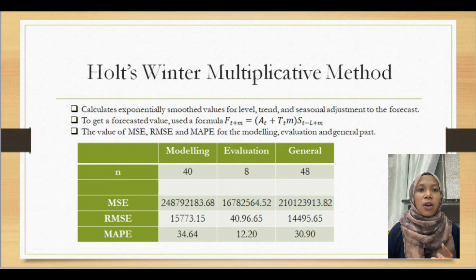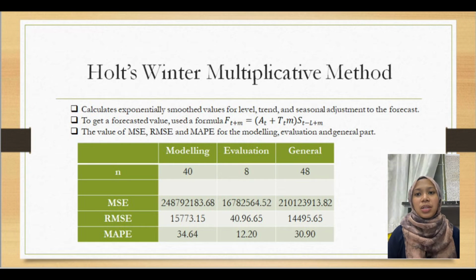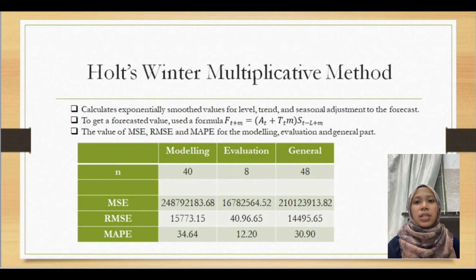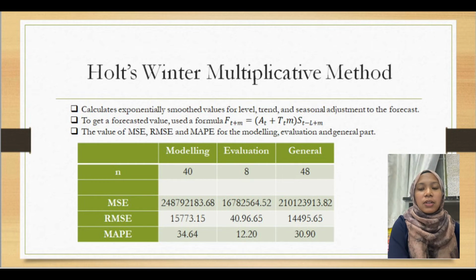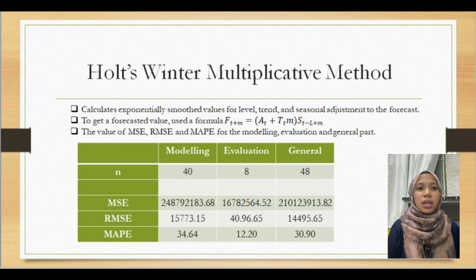For the modeling part, there are 40 data that we use. The value of MSE is 248792183.68, and you can see that the value of MAPE is 34.64. Then for the evaluation part, the value of MAPE is 12.20, and for the general part the value of MAPE is 30.90.